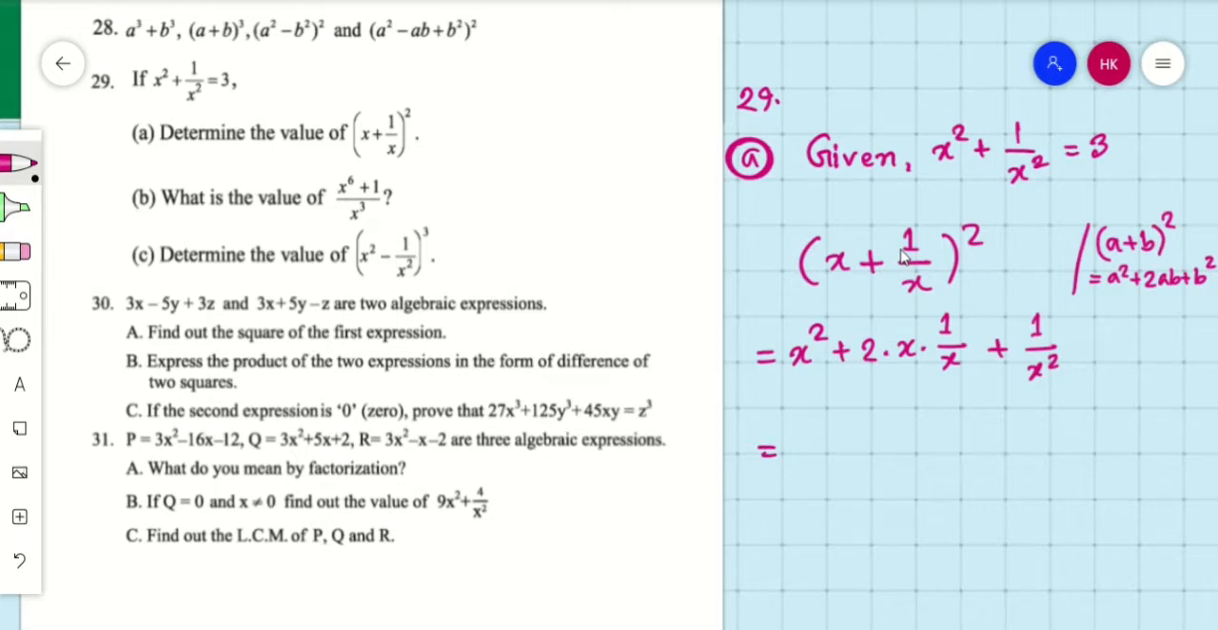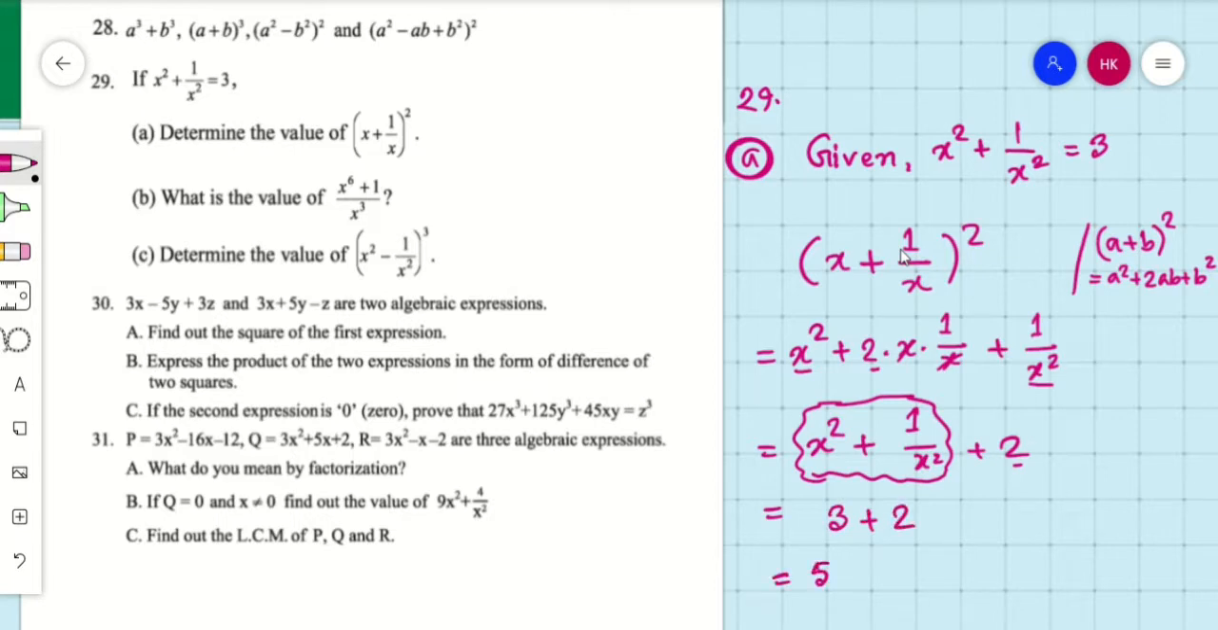Here the x and 1 by x can be cancelled, and there is only 2 left. So we can write x square plus 1 by x square plus 2. Here the given value of this portion, x square plus 1 by x square, is 3, and then plus 2, so the answer will be 5. This is the answer of number A. This is very easy. I hope you understand.